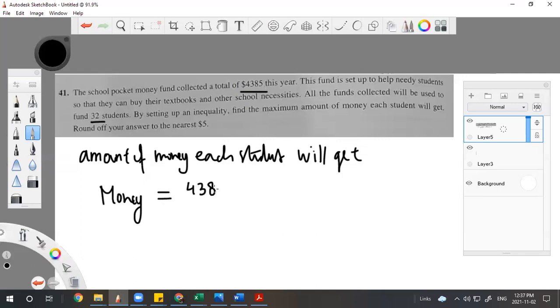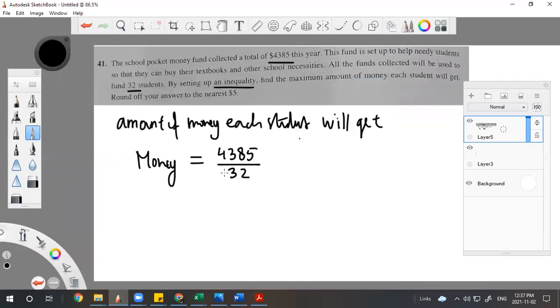Gampang aja begini, guys. Divide by 32, but dia mintanya setting up an inequality. An inequality, the maximum money will get. Jadi money has to be less than, ya, or equal to. Nggak boleh more than. Kenapa? Kalau more ya jadi harusnya lebih dong. Dia harus kurang dari segini, ya, atau equal. It has to be less than or equal to. And to the nearest $5.